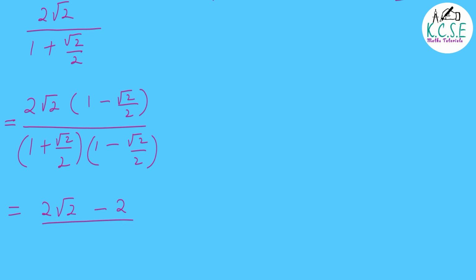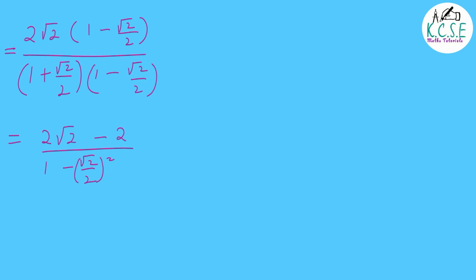Now for the denominator, this is difference of two squares. We have 1 squared minus root of 2 over 2 squared. The numerator simplifies to 2 root 2 minus 2, everything divided by 1 minus, root 2 squared will give 2, divided by 4, so this will give 1 over 2.